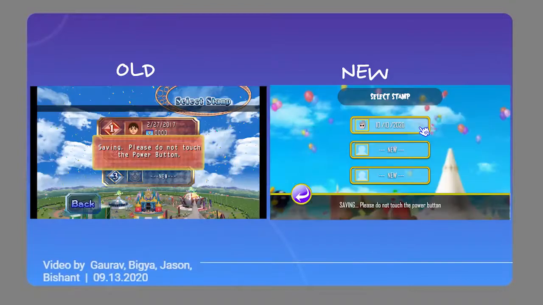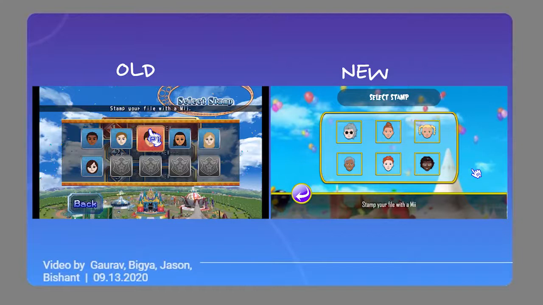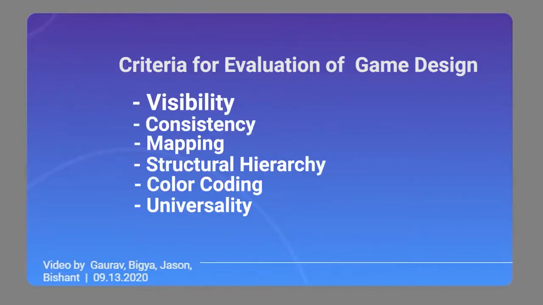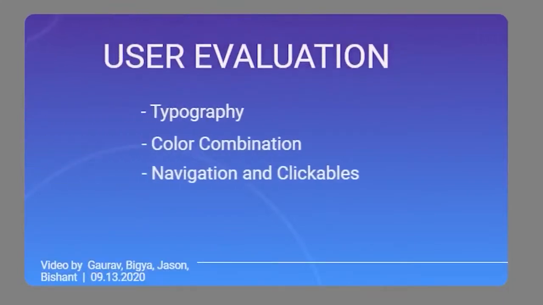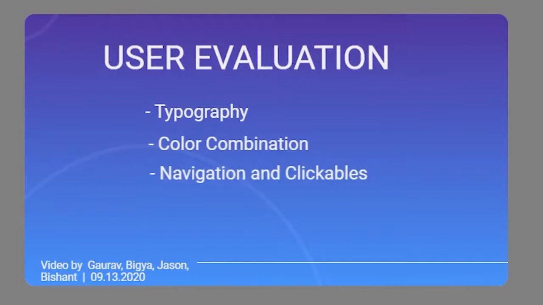We set some heuristics as criteria for evaluation of game design. These were visibility, consistency, mapping, structural hierarchy, color coding, universality, and recognition. User evaluation was conducted based on these heuristics. After consulting another project group, we obtained some feedback on the basis of typography, color combination, navigation, and clickables. Then we further improved our design and created a minimum viable product.